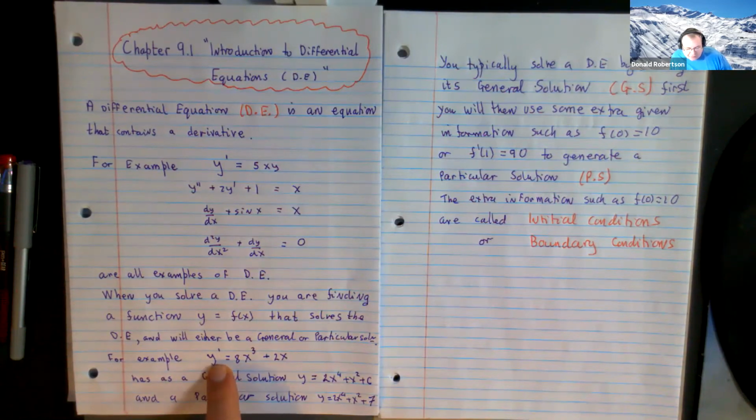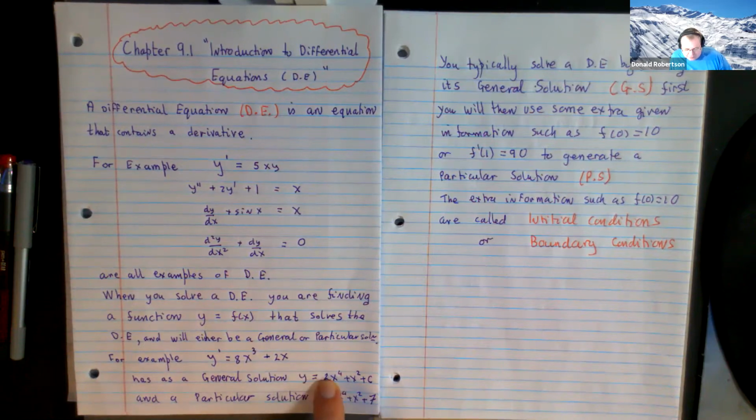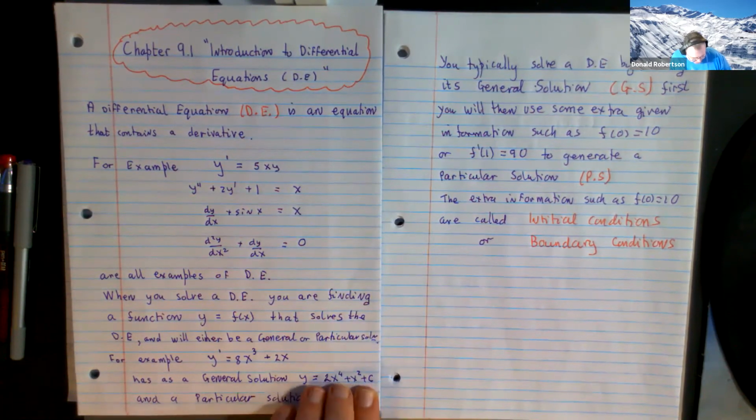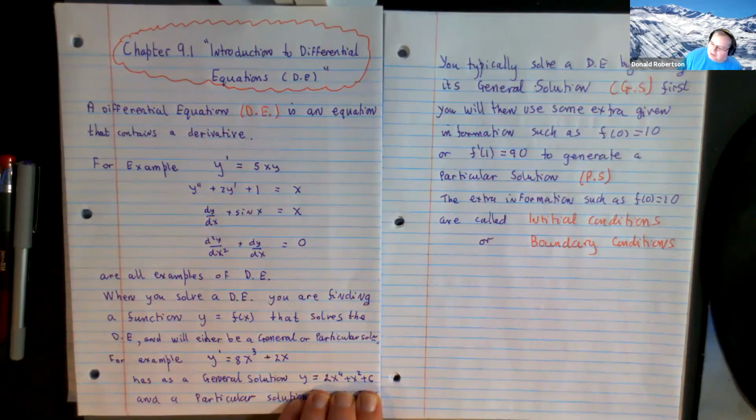For example, see this differential equation here? It has a general solution, 2x to the 4 plus x squared plus c. If your solution contains a constant, a plus c, but it might not just be plus c, sometimes it's cx, or cx plus d. If it has letters in it that represent unknown constants, that's a general solution to the differential equation.